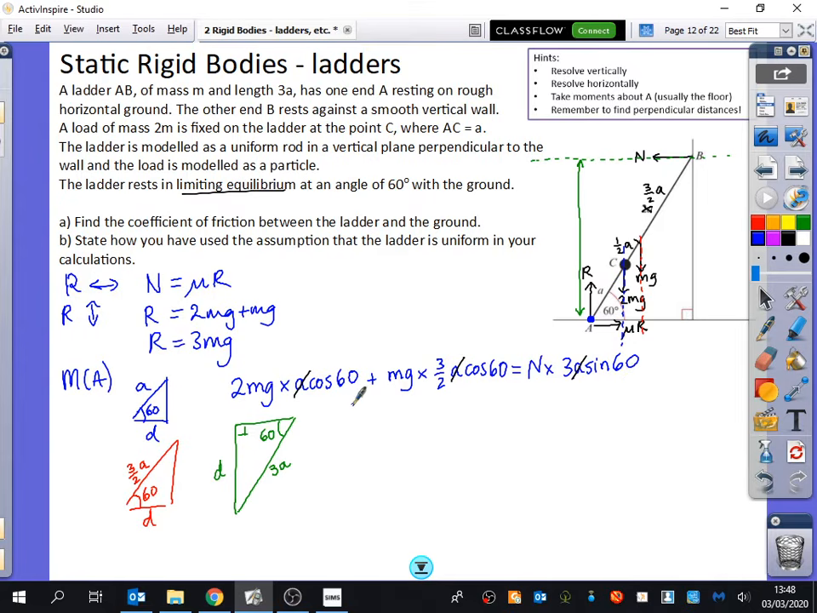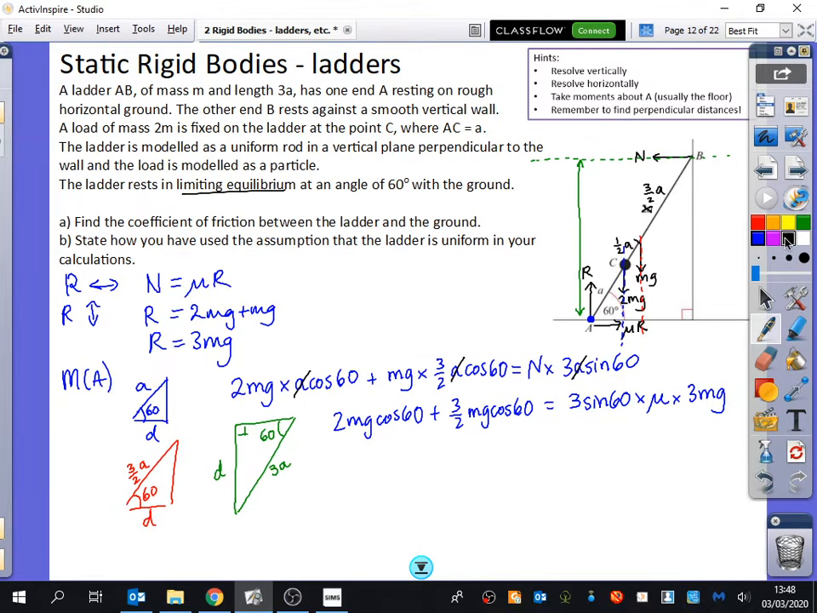So I'm just going to now rewrite this line. I've got 2mg cos 60 plus 3 over 2 mg cos 60 equals 3 sine 60 multiplied by n, and n is mu r, okay? Now, n is mu r, but r is 3mg, okay? So instead of writing mu r, I could write mu multiplied by 3mg.